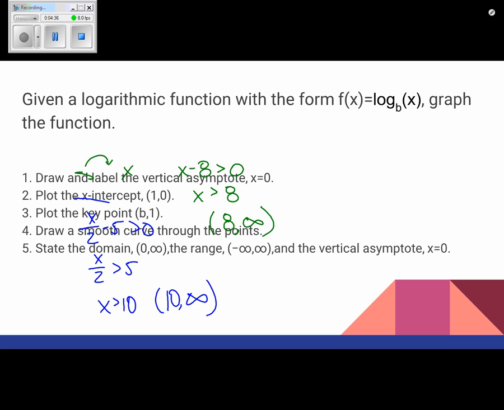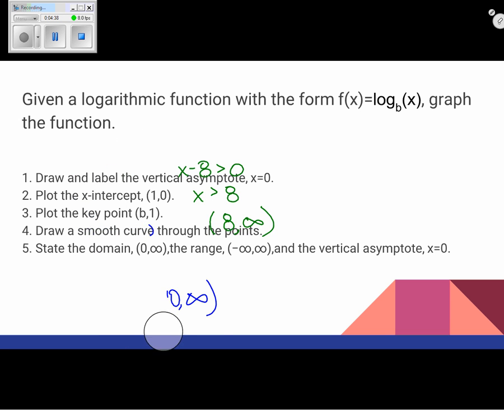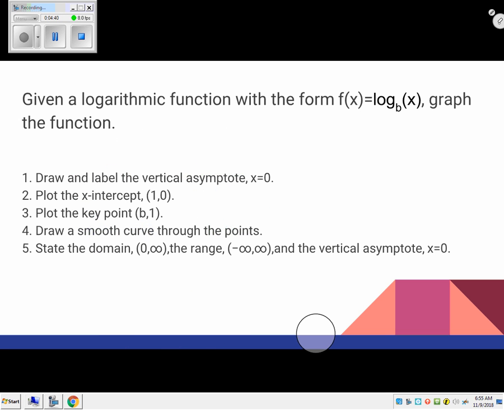So let's talk about the main event today. I actually want to get these graphed. I'm going to try to relate this as much to exponentials as I can because for the most part, graphing exponentials went really well this year. So first thing I'm going to do is draw and label my vertical asymptote. It's going to be right here at x equals 0.